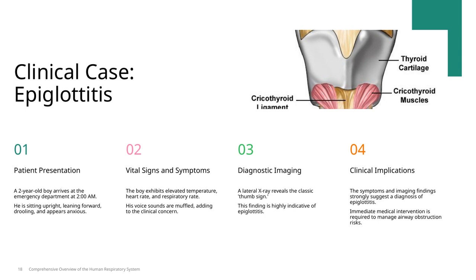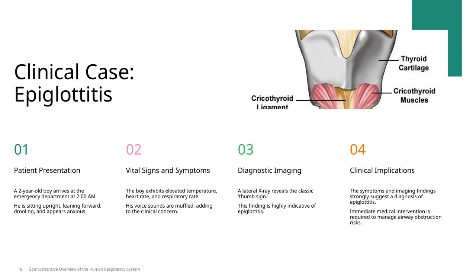Now, this particular patient is a 2-year-old boy who arrives at the emergency department around 2:00 a.m. Notice how he's sitting upright and leaning forward. These positions are typical as children try to open their airway to breathe more easily. He's drooling, which is a sign that swallowing is painful or difficult due to swelling, and he appears quite anxious, which makes sense given his distress.